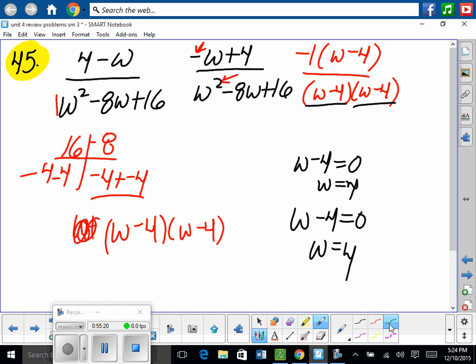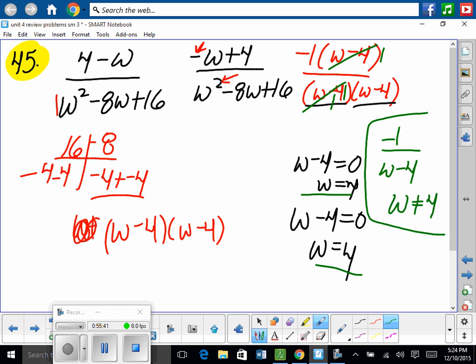We have a negative 1 on top, nothing on bottom. W minus 4 divided by W minus 4. And so on top, we have a negative 1 left, times 1, which is negative 1. On bottom, we have 1 times W minus 4, so we have a W minus 4. There's our answer, as long as W does not equal 4. Because those were our restricted values, so our function's undefined.